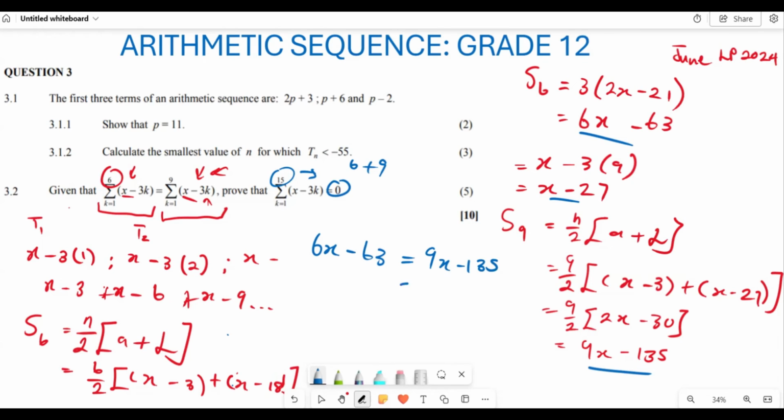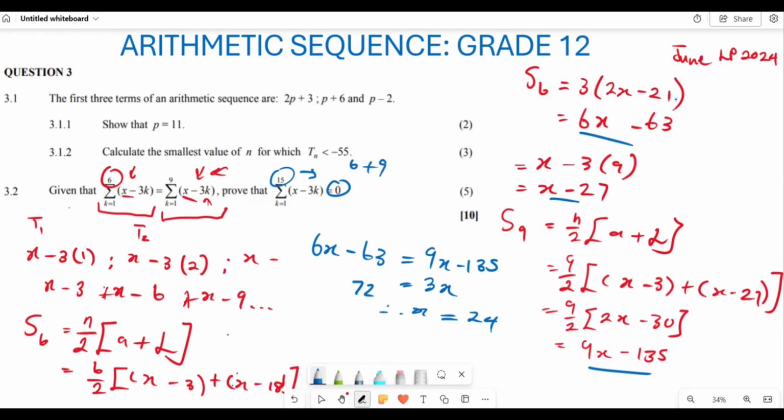We can take this, the 6 this side, which means this is going to be same as 3x. Then when you take this 135 this other side, you are going to have 72, right? This is going to be 72. Then divide by 3 both sides, which means therefore the value of our x here is going to be given by 24.